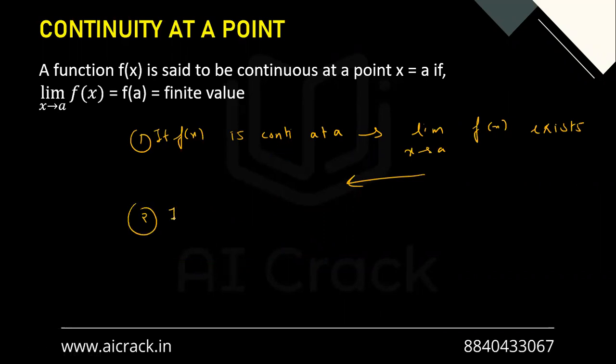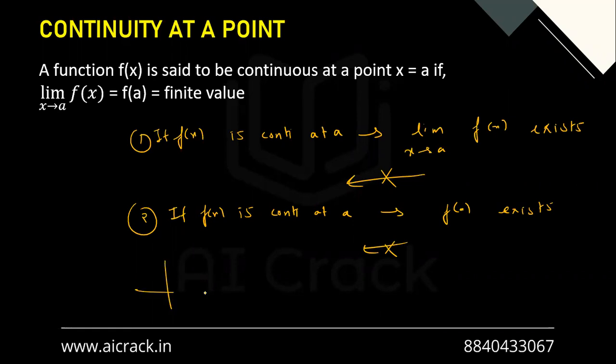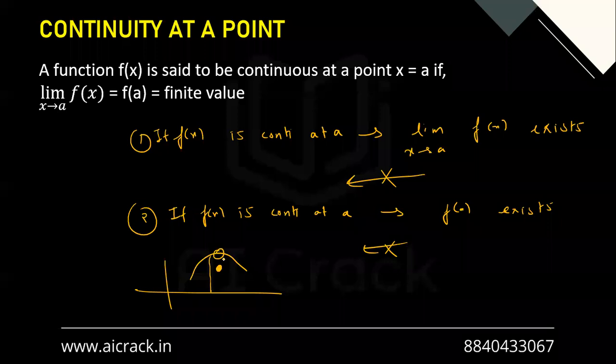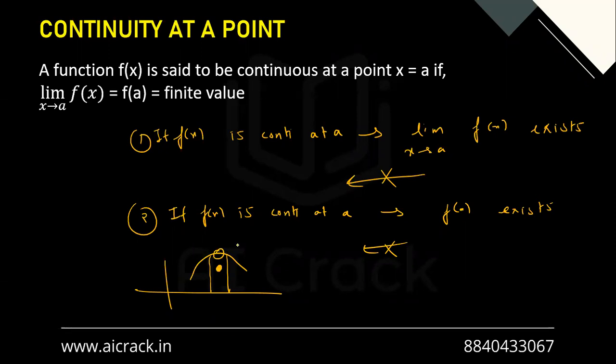Now the second point is, if f(x) is continuous at a, then we can say that f of a exists, because that is also a part of the definition of a function being continuous. But the reverse is also not true. Let's take the same example once again. We have an open circle over here, and the function is defined over here, and the limits exist. So in this case, f of a exists, but the function is not continuous. So these are the two important pointers and conclusions based on the discussion we had.